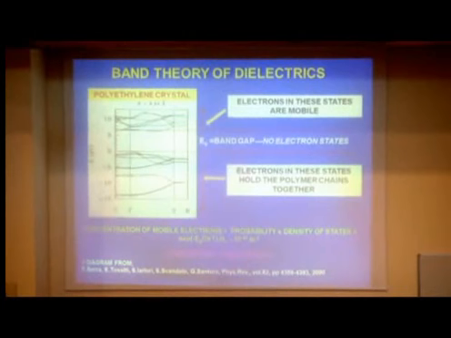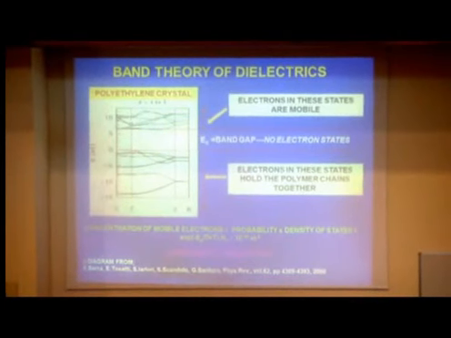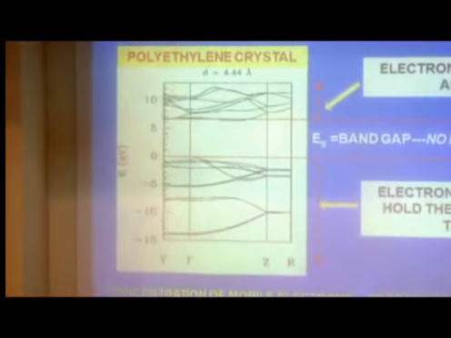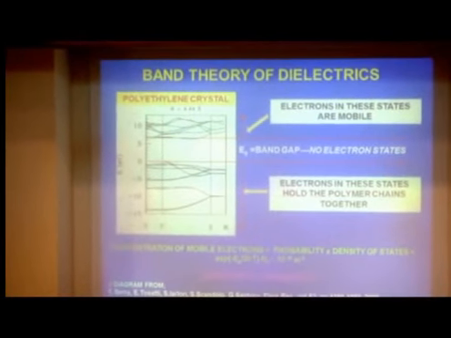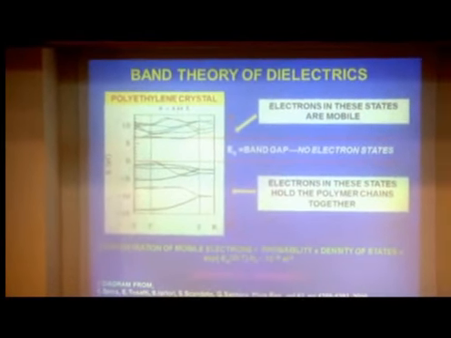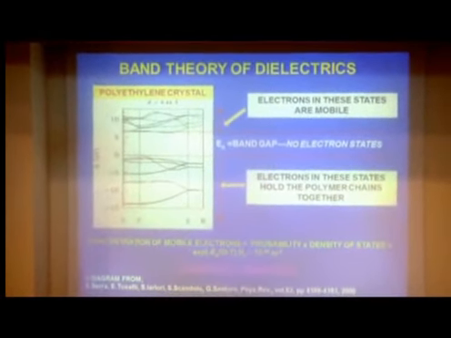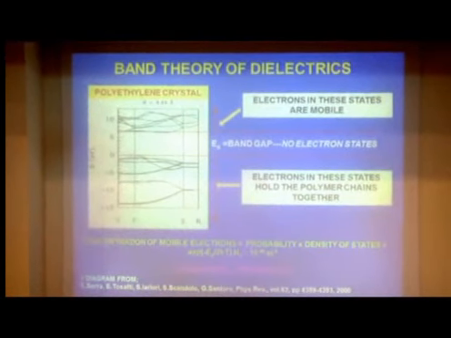It's not a real particle. It's limited to the chain. So if I move one electron from here to there, I create two carriers. This region here, called the band gap, in a perfect polyethylene crystal with no impurities, no irregularities, there are no states in the band gap.